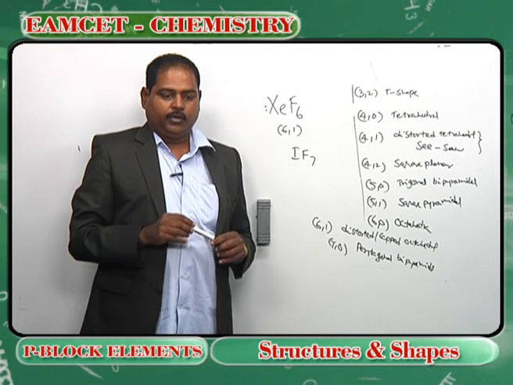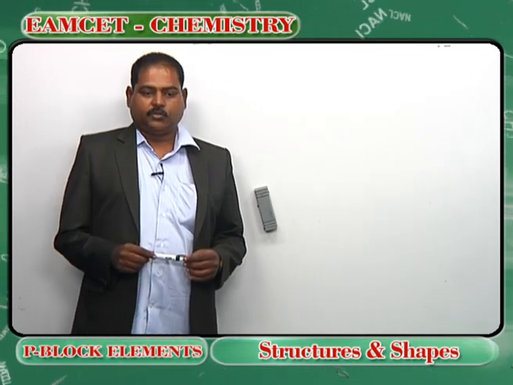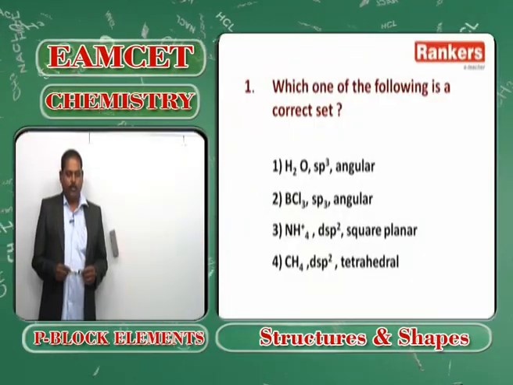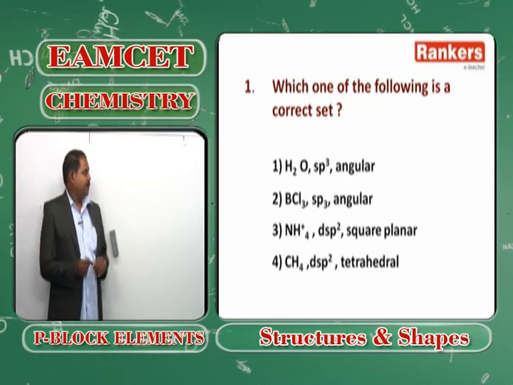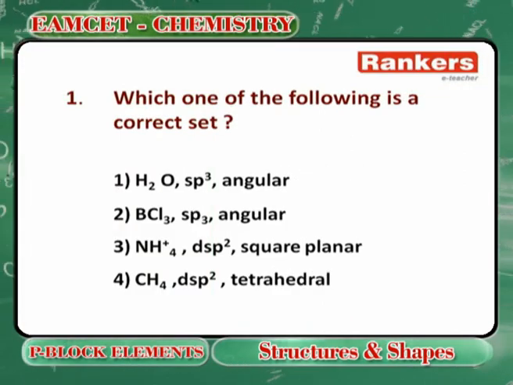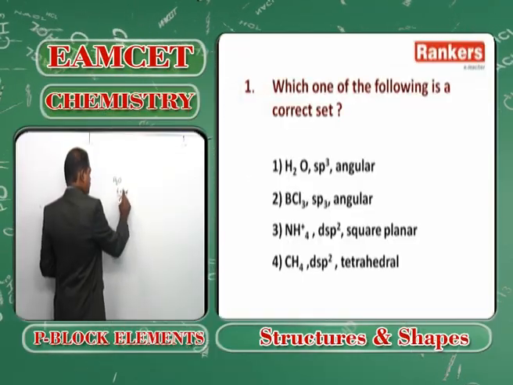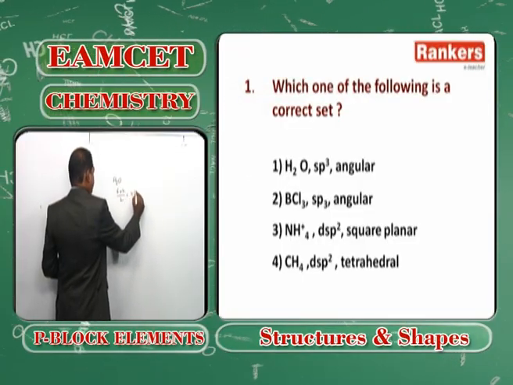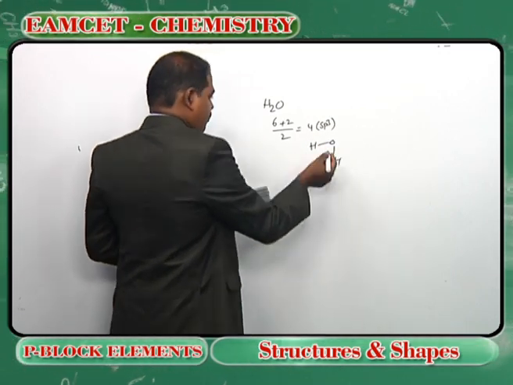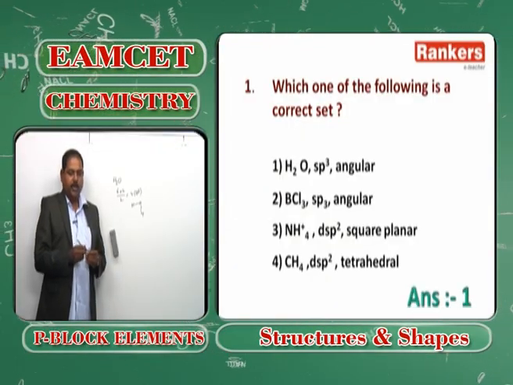Okay. Now we will look at some of the questions given in past exams. You have the question on your screen now. Which one of the following is a correct set? The question is about H2O. Let us write whatever we know about H2O. We know that it is (6 plus 2) by 2, which is 4, sp3. The hybridization is sp3 and it is angular. Therefore, the answer is 1.